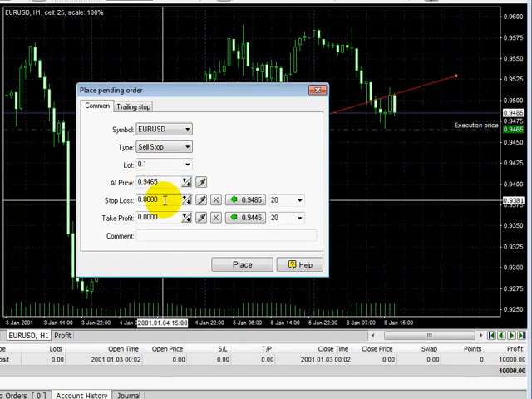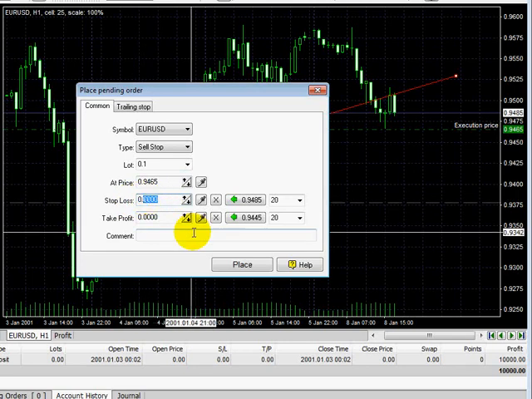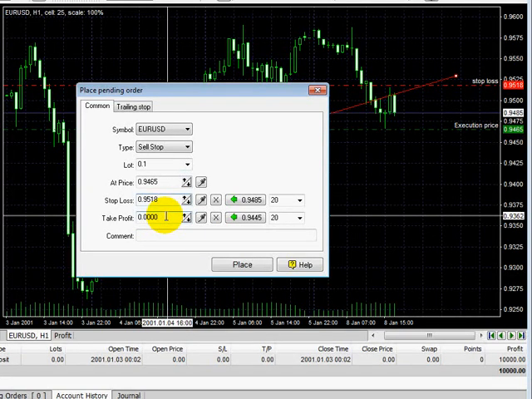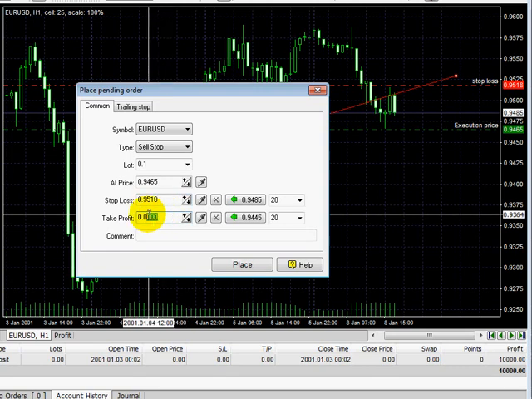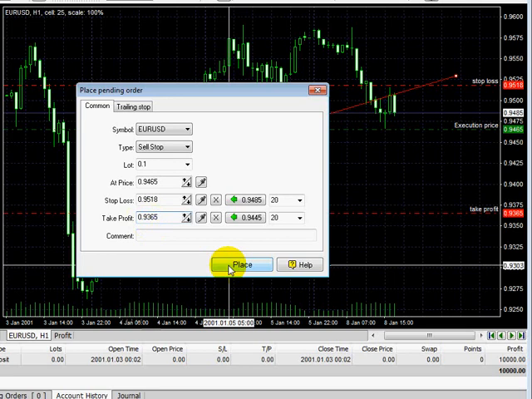We're going to put our stop at 95.16. Let's put the spread in there, so 18. And let's look at a 100 pip take profit. So we're going to look at 93.65 for our ultimate target. Okay, 93.65. Let's place this order here.